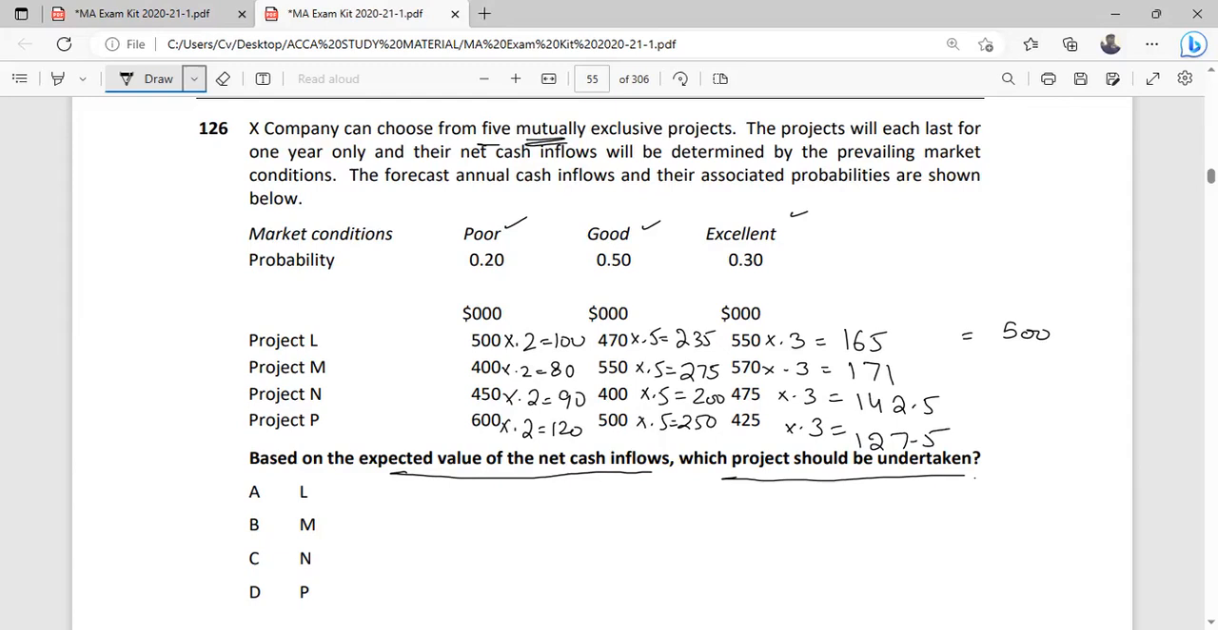So now we can add up these values. First was 500. Second one is 80 plus 275 plus 171, it is 526. Then 90 plus 200 plus 142.5, it is 432.5. And then we have 497.5. Which one is highest? Project M is highest. So B is the answer.